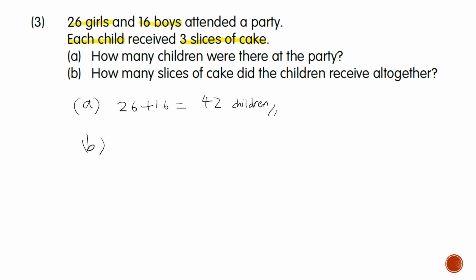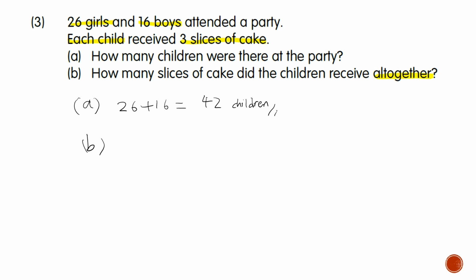But please remember, if you make a careless mistake in part A, you will not be able to do the question correctly. Okay, so please, I know some of you are very confident, but don't be overconfident that you make a careless mistake. Okay, 26 plus 16, you can use mental sum, but just make sure that you check your answer again and again. Okay, how many slices of cake did the children receive altogether? Okay, I'm going to highlight this.